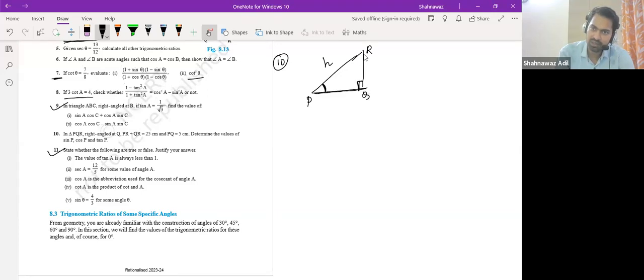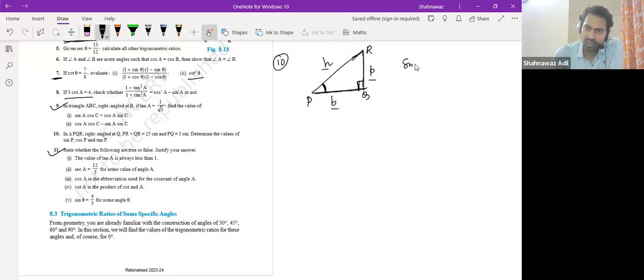We have to find out sin P for this P angle. For this P angle, what is the perpendicular? Shoaib, what is the perpendicular for this P angle? Vertical, QR. We can say QR or RQ, both are right. And whatever is the rest, that is the base. So we have identified the perpendicular, hypotenuse, and base, right?